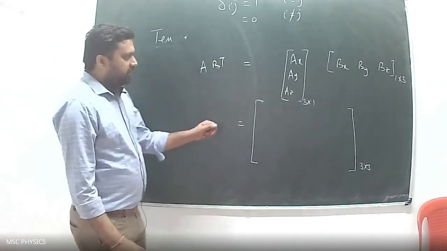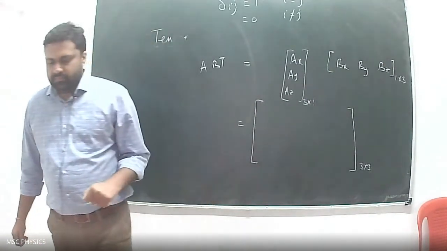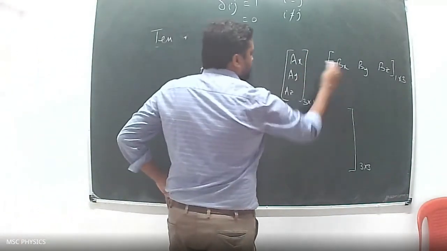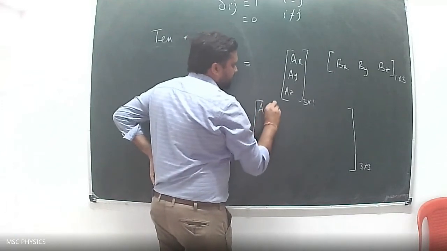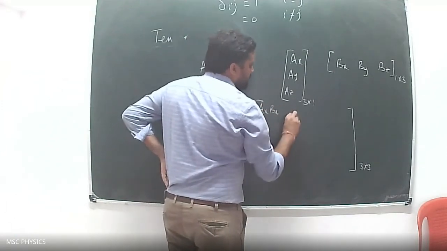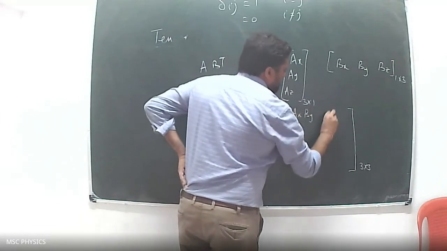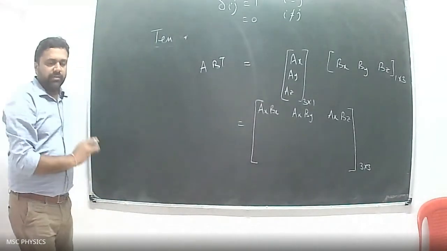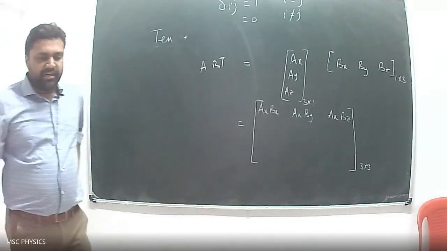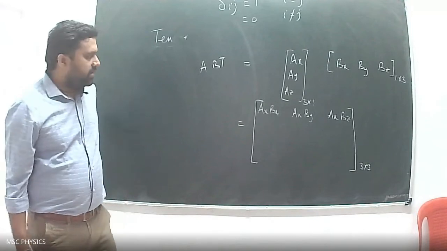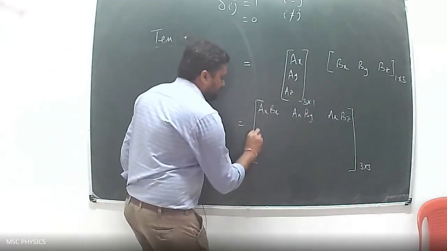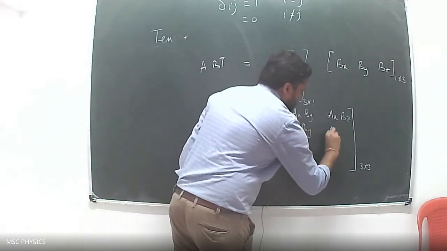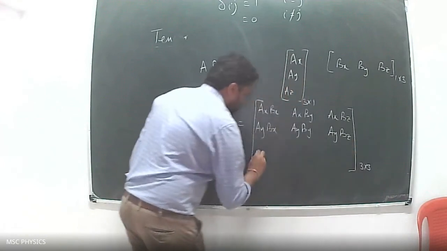And what will be the elements of this matrix? This will be first row multiplied by first column. So it will have AxBx, AxBy, AxBz. So the elements of this matrix will have all the possible combinations of components of A and B. Ax, Ay, Az, let me write them: AyBx, AyBy, AyBz.